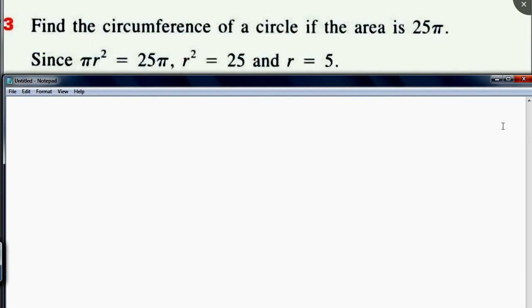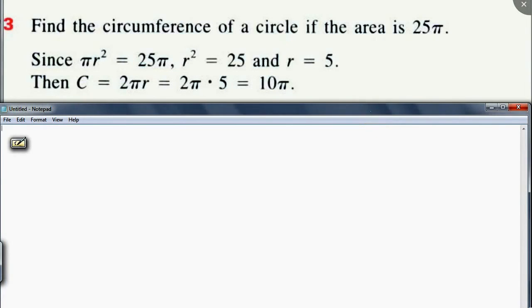And of course, when you square root both sides, you get positive or negative 5, but of course, radius can't be negative, right? All right, then once you know the radius, did you all get twice of that times pi? So you get 10 pi as the circumference. Pretty straightforward? Easy enough?